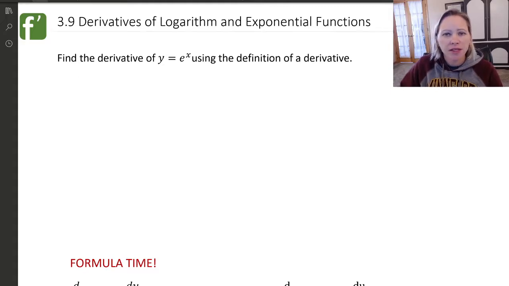Well, here we are again, everybody, ready to talk some calculus. Today we're going to talk about derivatives of logarithms and exponential functions.